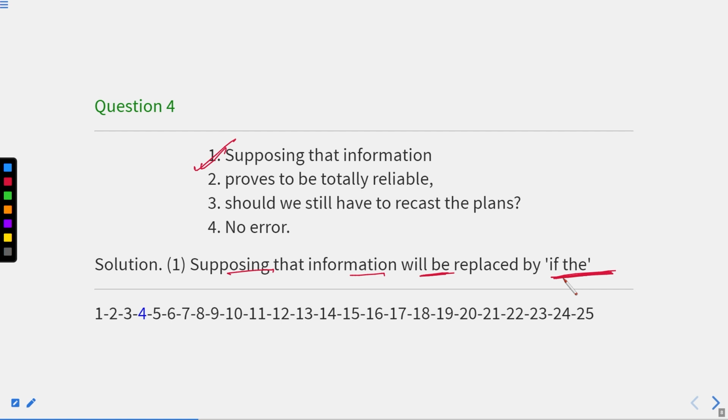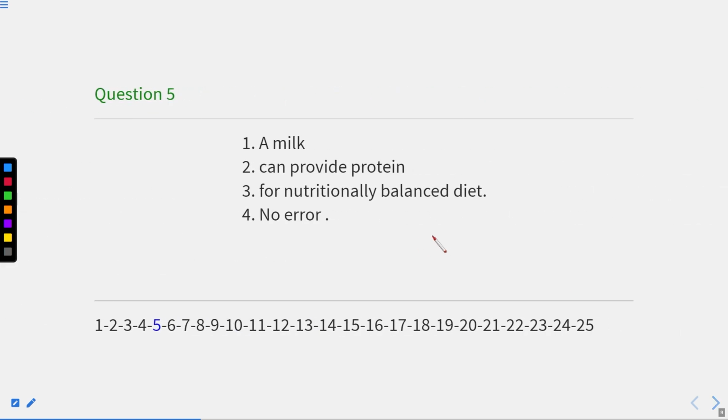So this will be the correct sentence. So here the error will be in part 1. Okay, now let us move to the next question. Now this is question number 5. A milk can provide protein for nutritionally balanced diet.